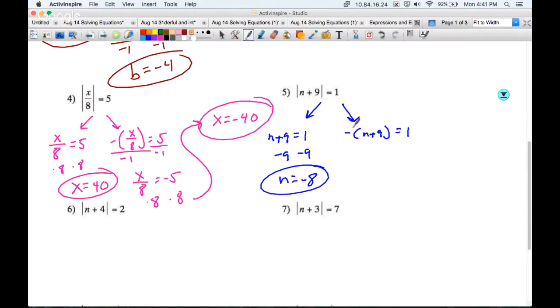Over on this side, I'm going to distribute that negative to start. I'm going to get -n minus 9 equals 1. I'm going to add 9 to both sides. -n equals 10. I'm going to divide both sides by -1. n equals -10. So two answers that are not just plus or minus the same number, and this is an example where they're both negative.